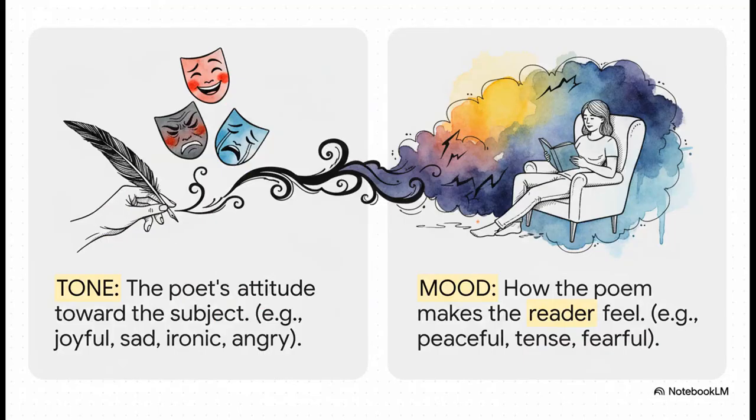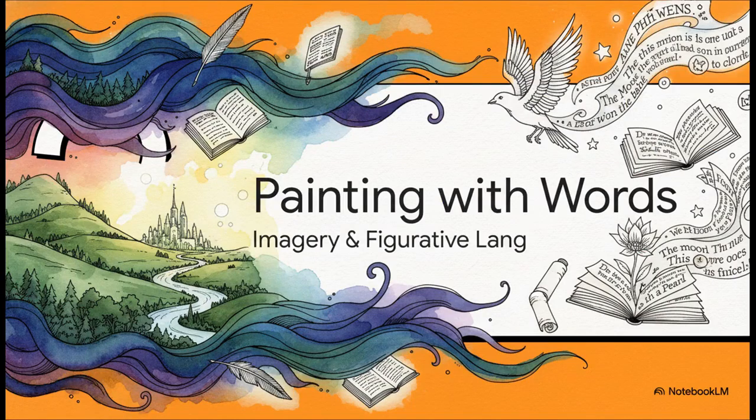Okay, next up, let's clear up 2 words that often get confused: tone and mood. Think of it like this. Tone is the poet's attitude. Are they being sarcastic, sad, excited? But mood is the atmosphere that the poem creates for you, the reader. A poet could use an angry tone to make you feel a tense mood. See the difference? Let's move on to our next set of tools.